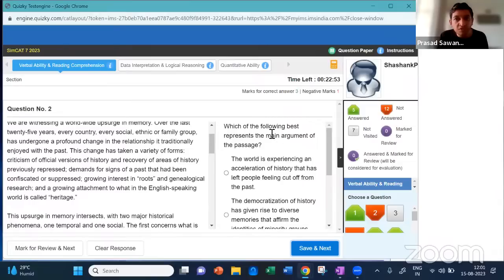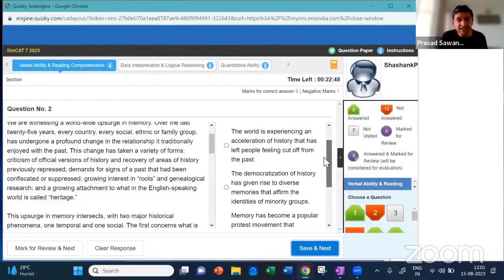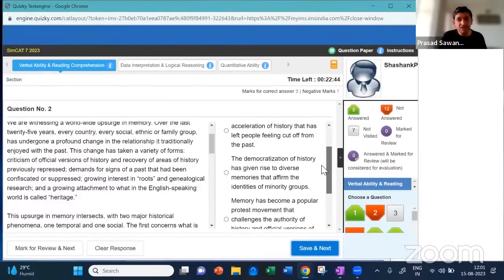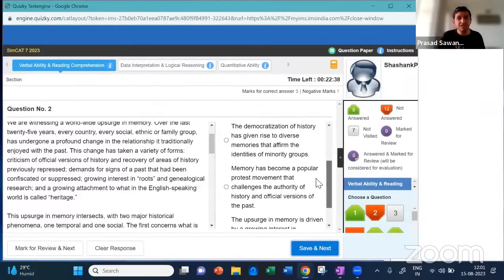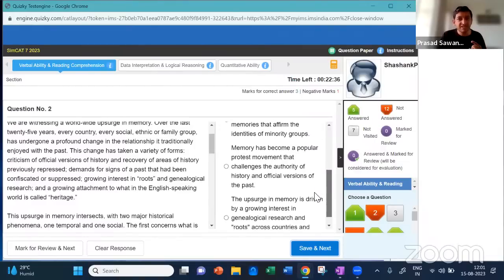Okay. I need to go a bit quicker. Which of the following best represents the main argument of the passage? The world is experiencing an acceleration of history that has left people cut off from the past. The democratization of history has given rise to diverse memories that reaffirm the identities of minorities. So minority is what we have spoken about in the last paragraph, not the entire passage. So not the central idea, I think.